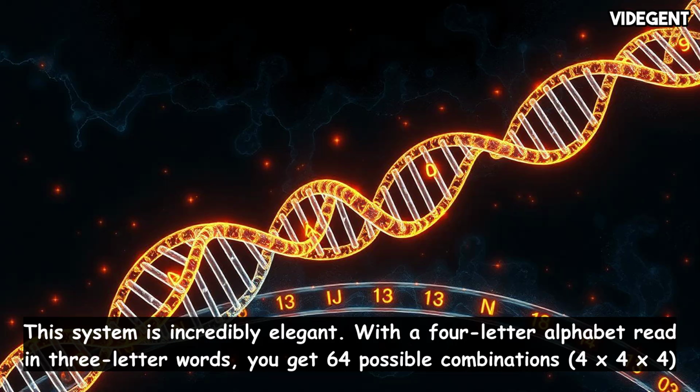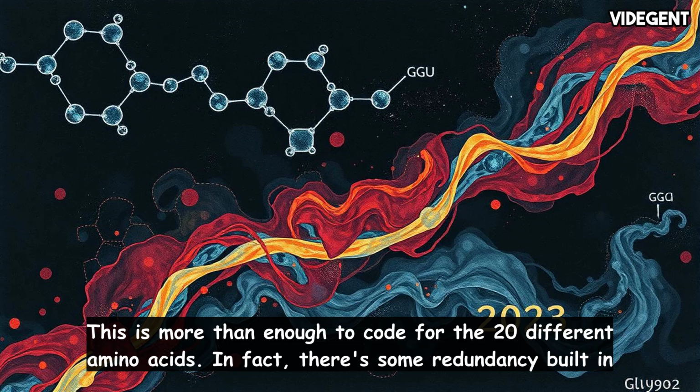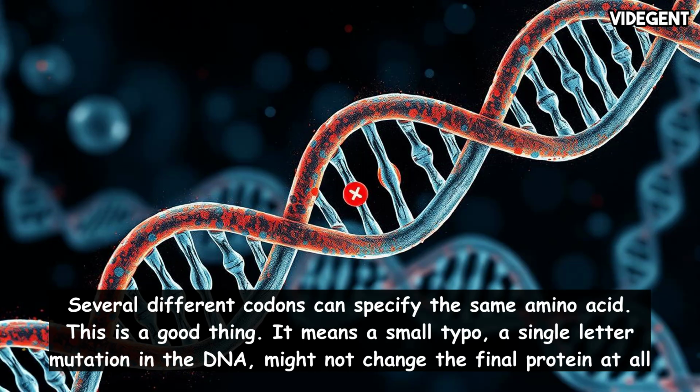This system is incredibly elegant. With a 4-letter alphabet read in 3-letter words, you get 64 possible combinations, 4 times 4 times 4. This is more than enough to code for the 20 different amino acids. In fact, there's some redundancy built in. Several different codons can specify the same amino acid. This is a good thing. It means a small typo, a single letter mutation in the DNA, might not change the final protein at all.